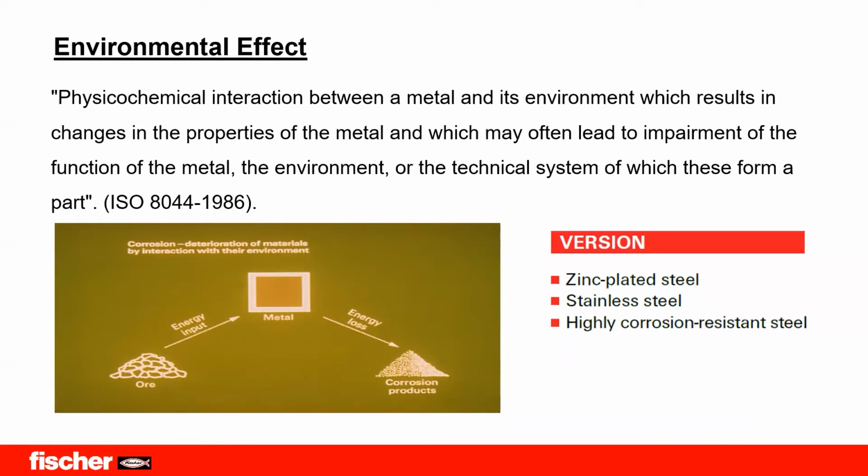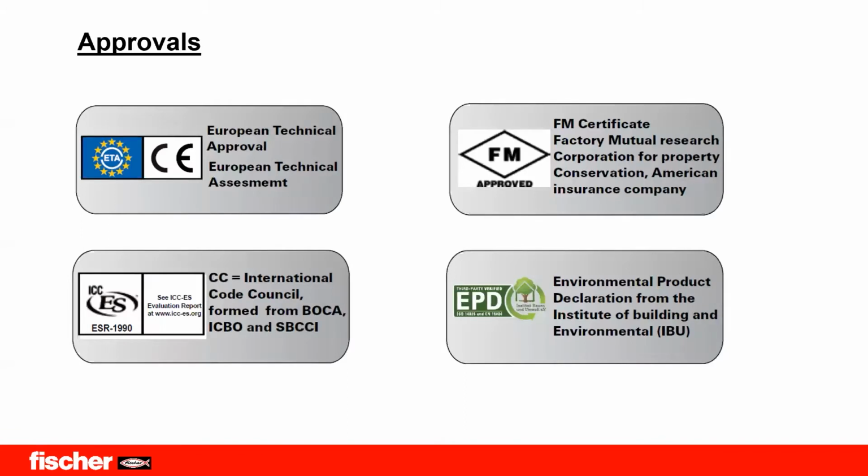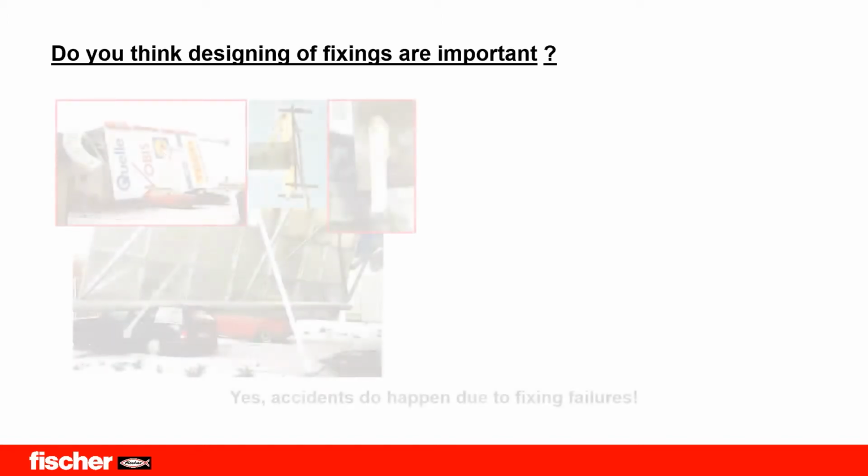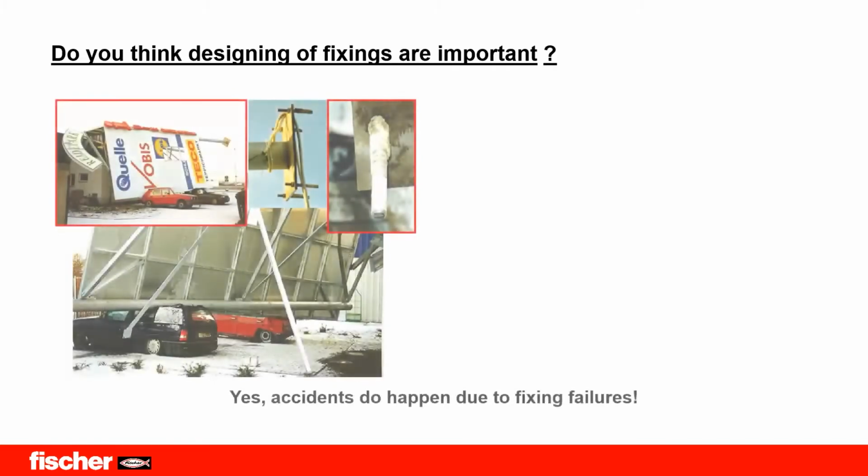Coming to the approvals, it is much required because you should have a prior test before you install your anchors. So we have some authorities who give approval for our anchors, like ETA, European Technical Assessment, FM Global, who gives the FM certificate, International Code Council, ICC, and last but not the least, the Institute of Building and Environment, who gives the environmental product approval. So these are the approvals, and then we'll go deeper into the anchoring.